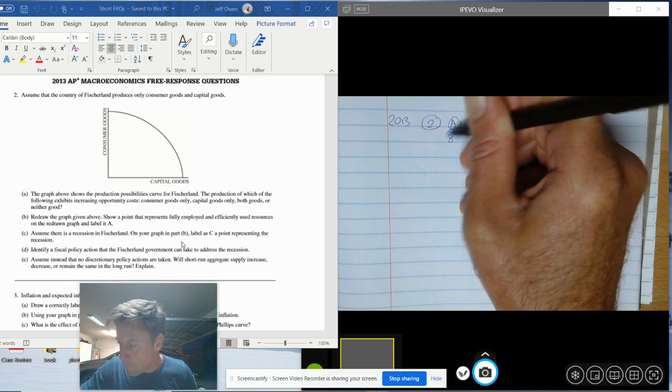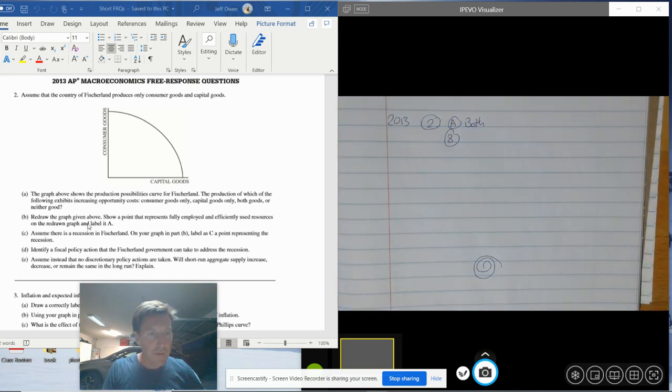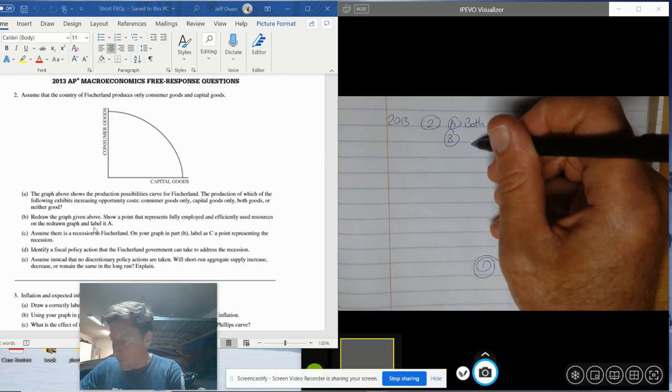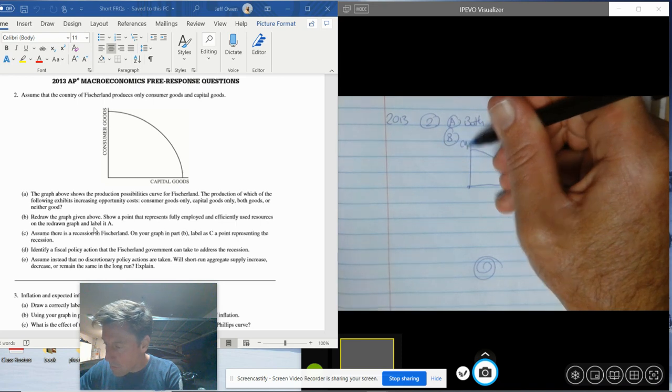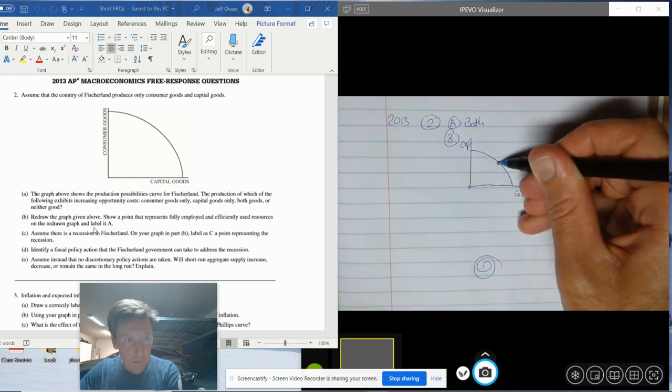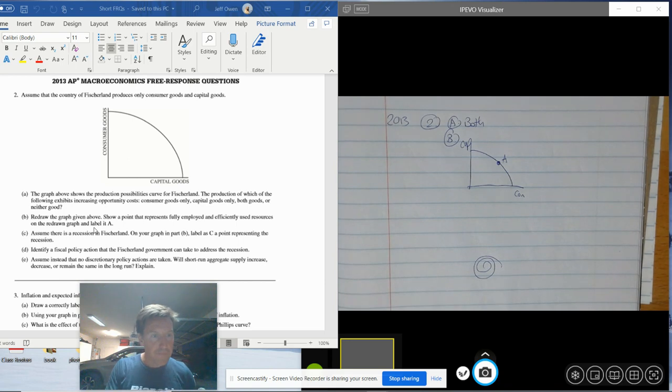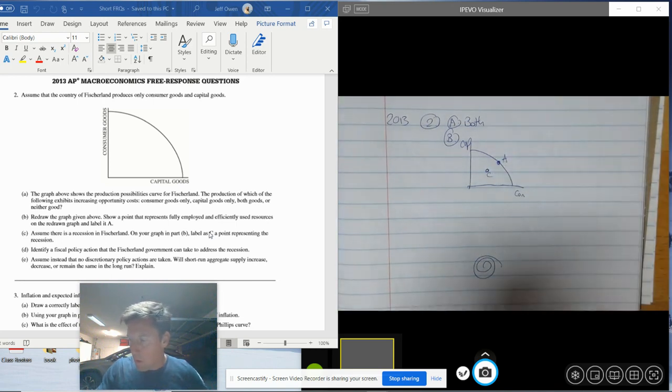Both. B. Redraw the graph given above. Show a point that represents fully employed, efficient use of resources on a redrawn graph labeled A. This is a great FRQ. It's like, hey, give me a free point. So capital and consumer and A. Boom. Assume there's a recession in Fisherland. On your graph in part B, recession, inefficient use of resources, mainly people, workers. So there is our recession.